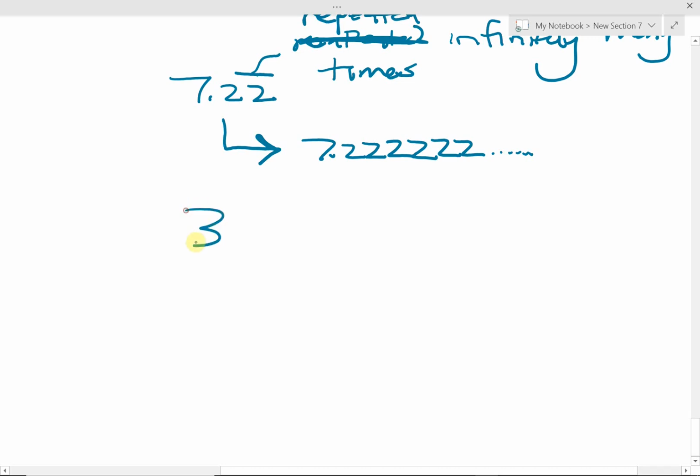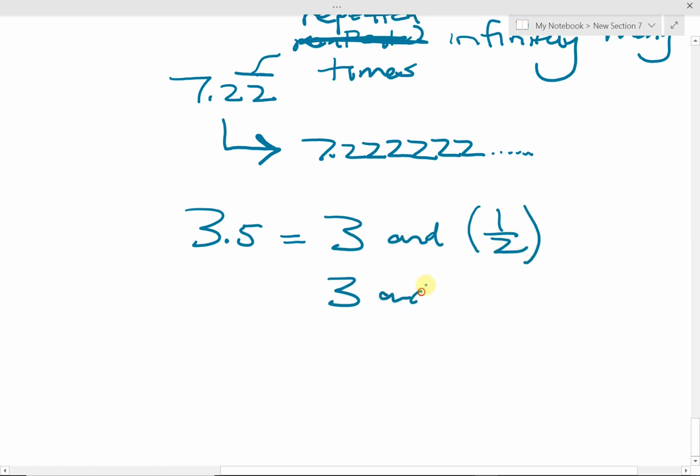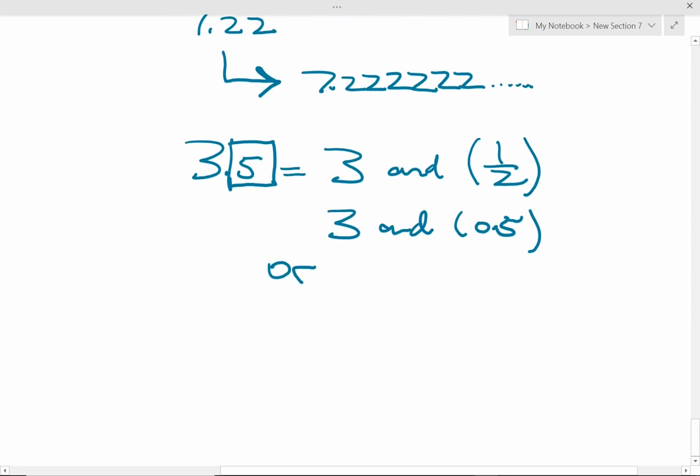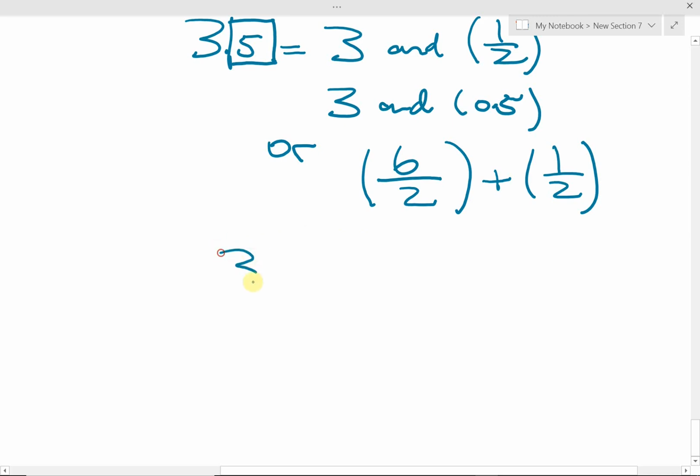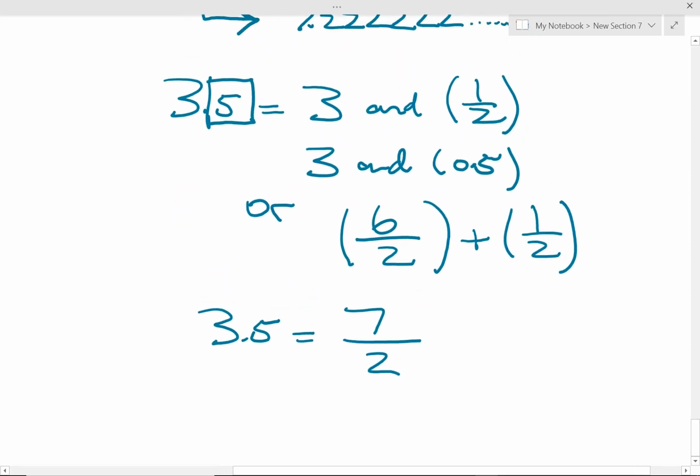Normally, when you take 3.5, we know that's 3 and 1/2, or 3 and 0.5. It's equal to, so this is 3, which is essentially 6 over 2, right? Plus 1/2. So this is a common denominator, and so 3.5 is equal to 7 over 2. You just do 6 plus 1, 7 over 2. So this is a rational number, but it only has one decimal place.